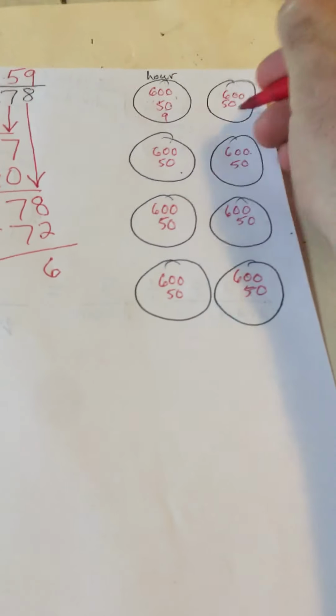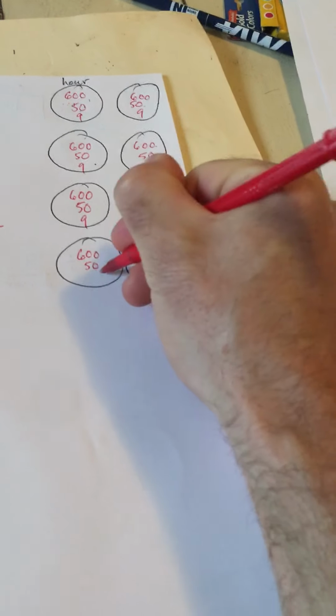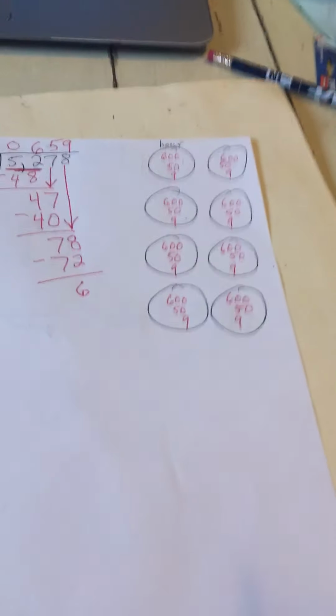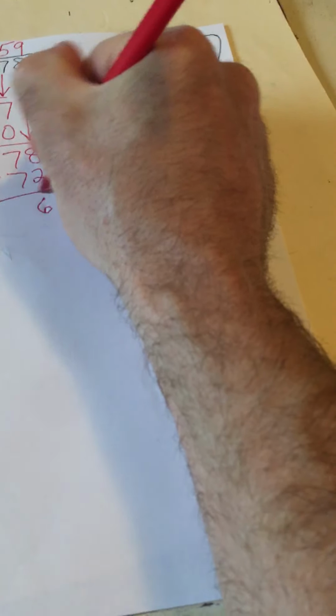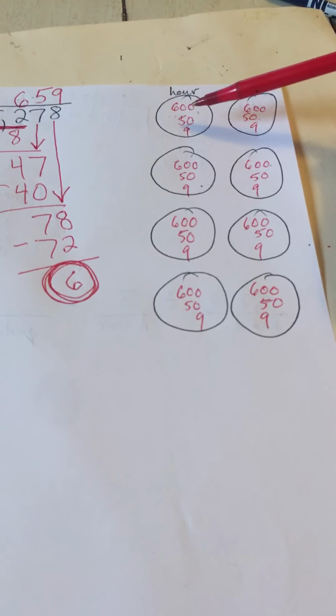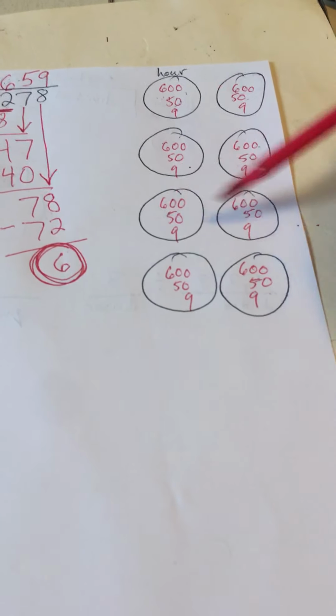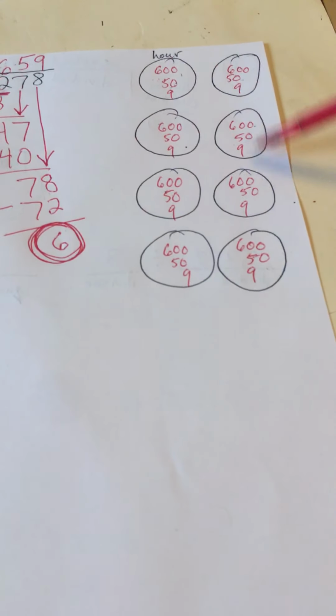So we could put 659 into all 8 groups. So now these groups all have an equal amount. They all have 659 in them. And now we have 6 as a remainder, because look, we can't put 1, 2, 3, 4, 5, 6 because then these last 2 groups will not be equal to these other groups.